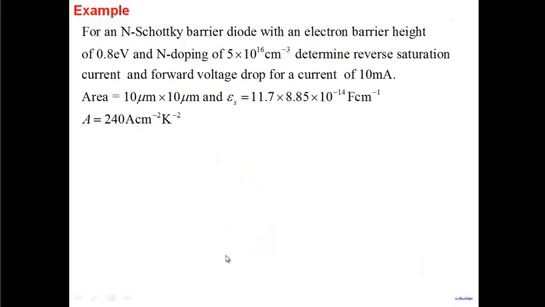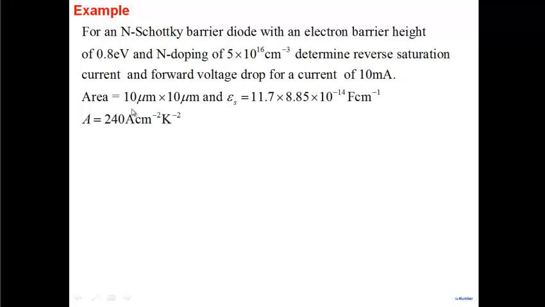Okay. All right. So let's do a problem here, so that you get a hang of what these Schottky barrier diodes are. We are talking about a metal semiconductor diode. An alternative name for this is a Schottky barrier diode. It has an electron barrier height of 0.8 eV. N-type doping is 5 times 10 to the 16. What I want you to do is determine the reverse saturation current and the forward voltage drop for a current of 10 milliamperes.